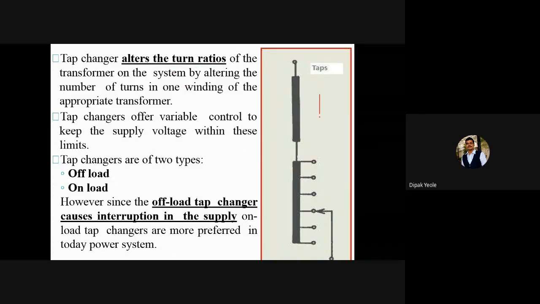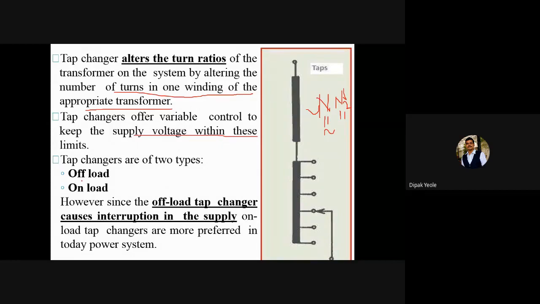तुम्हाला कळत असेल की आता की N1 आणि N2 जर चेंज केले मी तर काय होईल? The appropriate voltage corresponding to this N1 and N2 is going to change, of the transformer on the system, by altering the number of turns in one winding of the appropriate transformer. Either I have to change the number of windings for primary, or I have to change the number of windings for secondary. Then our voltage corresponding to the particular winding is also changed. The tap changers offer variable control to keep the supply voltage within these limits.